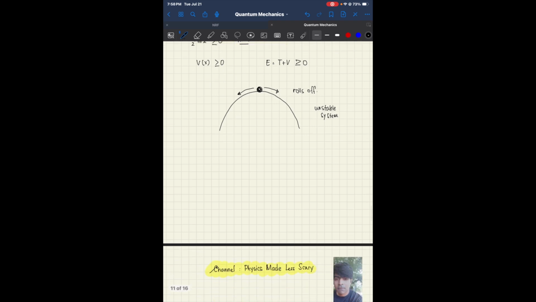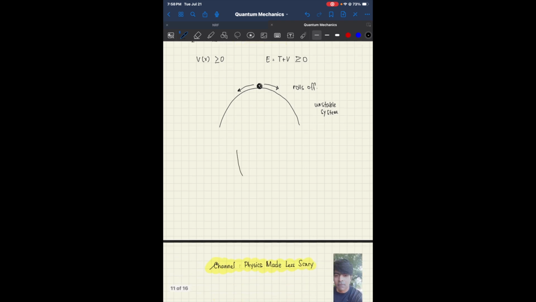On the other hand, if you have a potential like this, for example, and you have a ball here, the ball oscillates in this manner, right? It goes up and it goes here and then comes back and goes here and comes back. So this is a stable system. Eventually, if this is dissipative, in the sense that if there is friction, the ball slowly settles down to this central point. So this is a stable system.